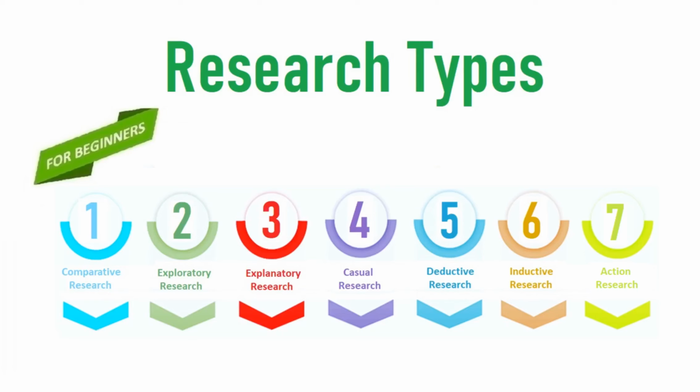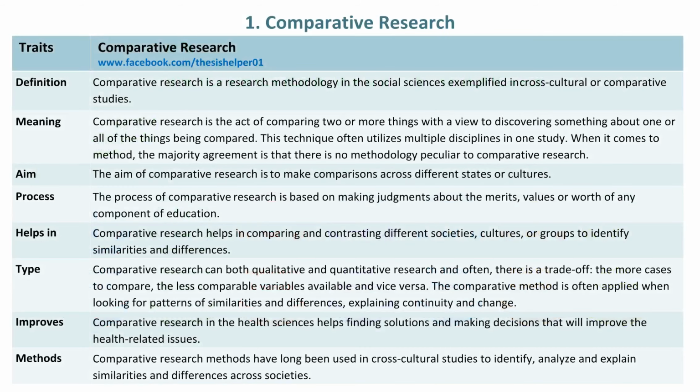Research types, step-by-step guide for beginners to conduct research. Number 1 type of research is comparative research. Comparative research is a research methodology in the social sciences exemplified in cross-cultural or comparative studies.